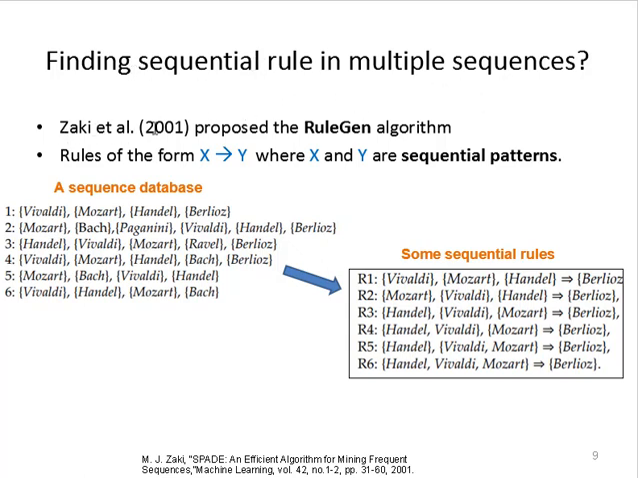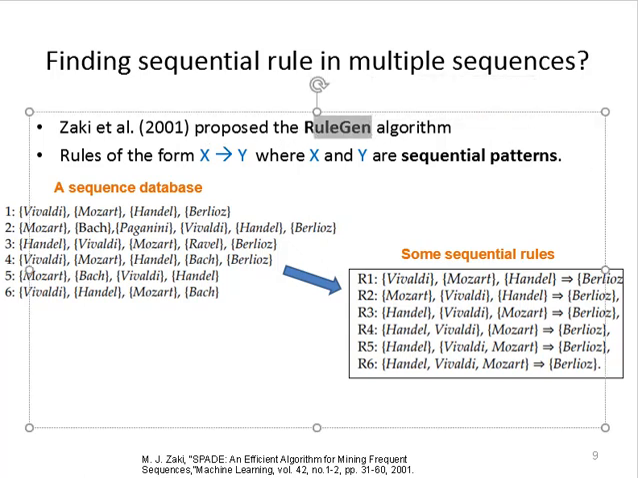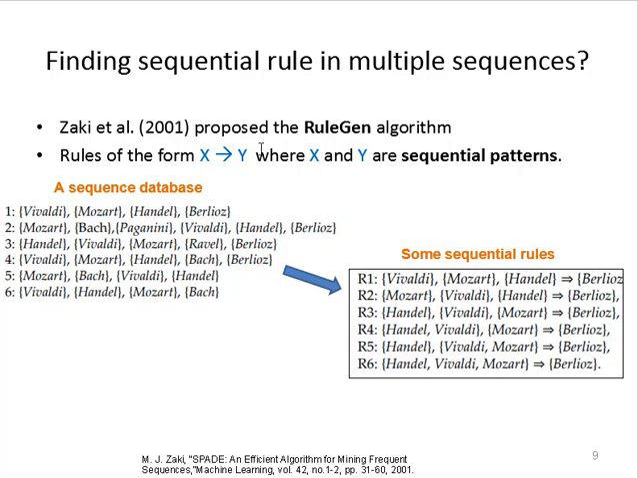So Zaki, in 2001, proposed an algorithm called RuleGen. RuleGen will find the rule of the form X implies Y, where X and Y are sequential patterns. So I show you an example here. Here we have a database of sequences on the left about music, about some people buying music from Vivaldi, Mozart, Handel, and Berlioz, and so on. And then we can find the rules like this.